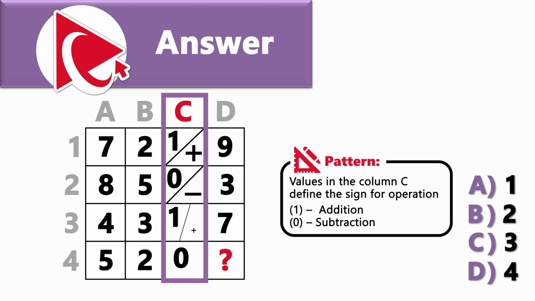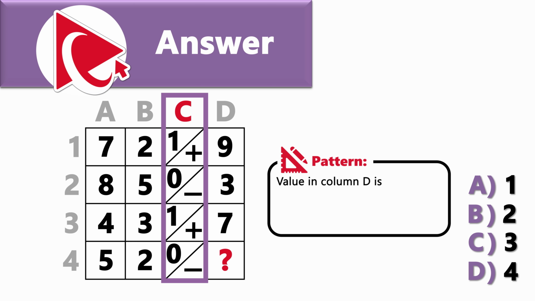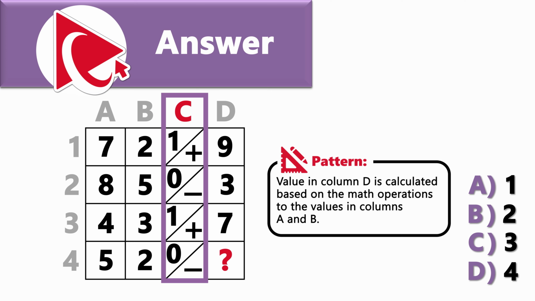Once you know this rule, you can calculate the value in column D based on the math operations applied to the values in columns A and B. Let's look at the example. To make it easy, let's substitute the numbers in column C with the math operations. The operation for row 1 would be plus, which is addition. For row 2 it would be the sign of minus, which is subtraction. For row 3, plus again, and for row 4, minus.